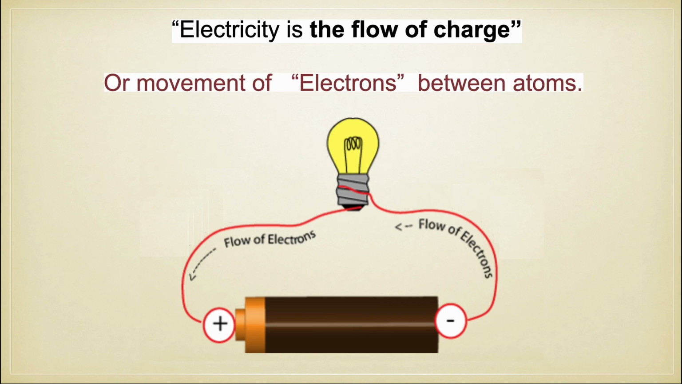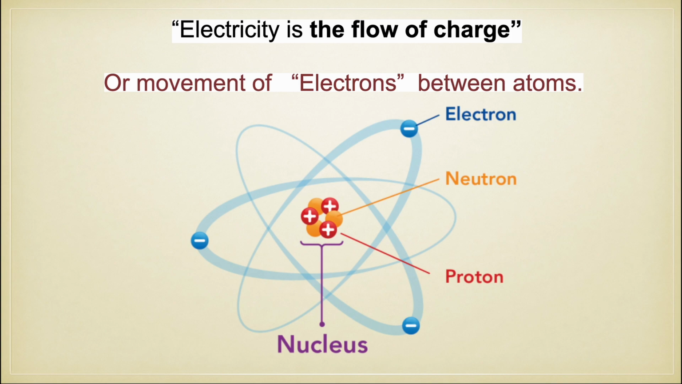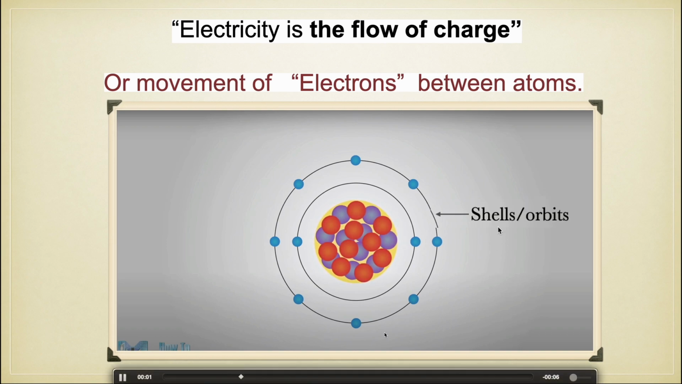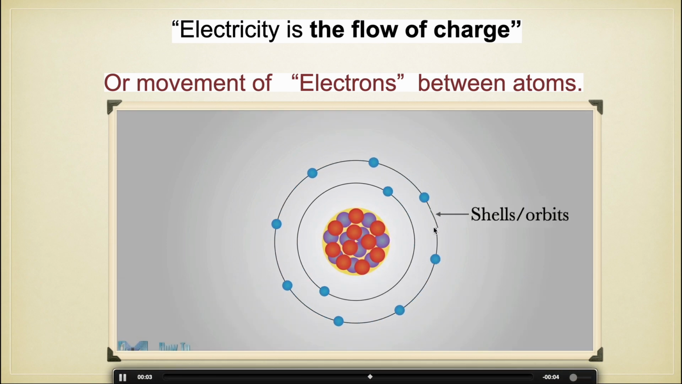We saw that electricity is the flow of charge or movement of electrons between atoms. Just a few quick pieces of information about atoms. An atom is what makes up matter. The atoms are made of electrons, neutrons, and protons. The neutrons and protons together make up the nucleus. The electrons are the ones that are rotating on the orbits or shells around the nucleus. Like you see in this picture, these are the shells, and this is where the electrons move.